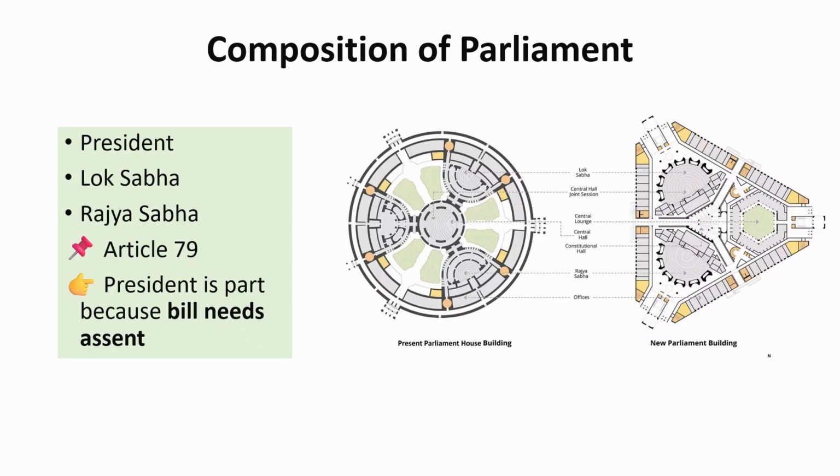Now let's see the composition of parliament. The Indian parliament has three parts: the president, the Lok Sabha, and the Rajya Sabha. It is mentioned in Article 79. Many students find it surprising that the president is part of the legislature. But think about it. No bill becomes a law without the president's approval. So legally, the president plays a key role in lawmaking.